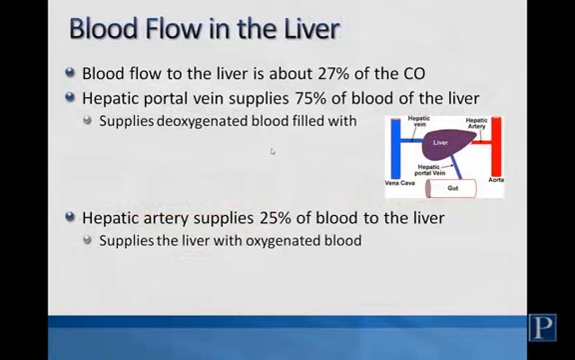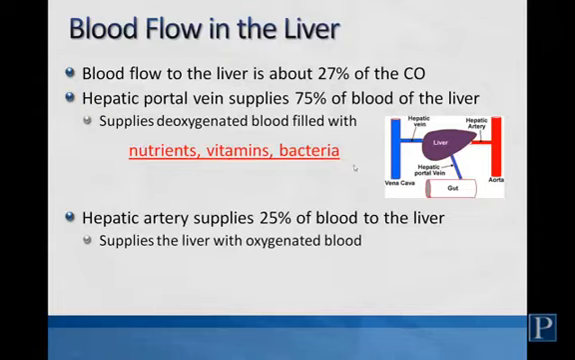That is bringing deoxygenated blood. That's why you always color it in blue. Well, that deoxygenated blood is filled with nutrients and vitamins, which you just got from the GI tract. You just absorbed all those nutrients. The liver gets the first crack at it. You also, though, have bacteria, but hopefully the bacteria will be caught by those Kupffer cells.